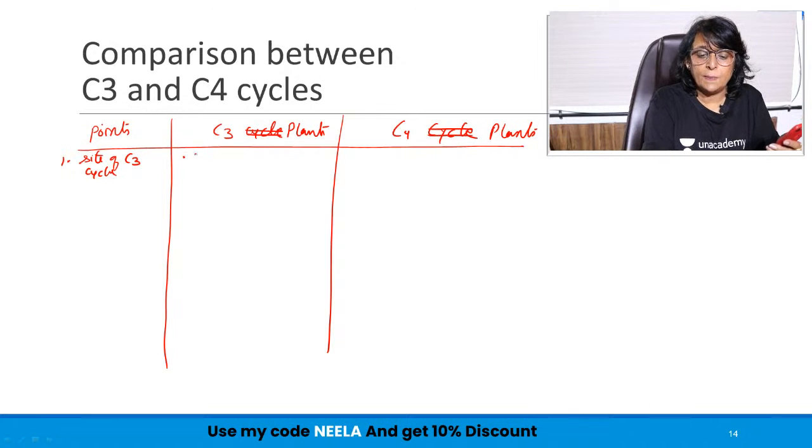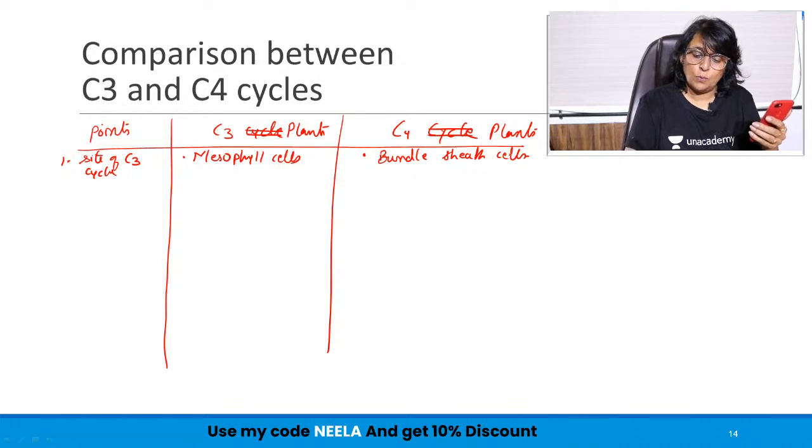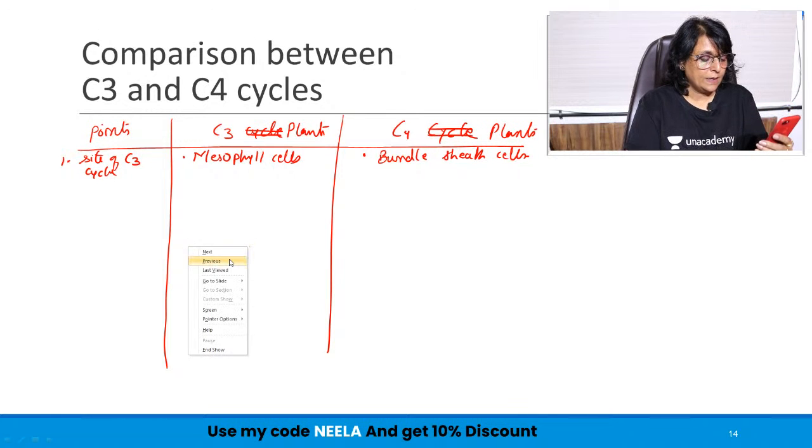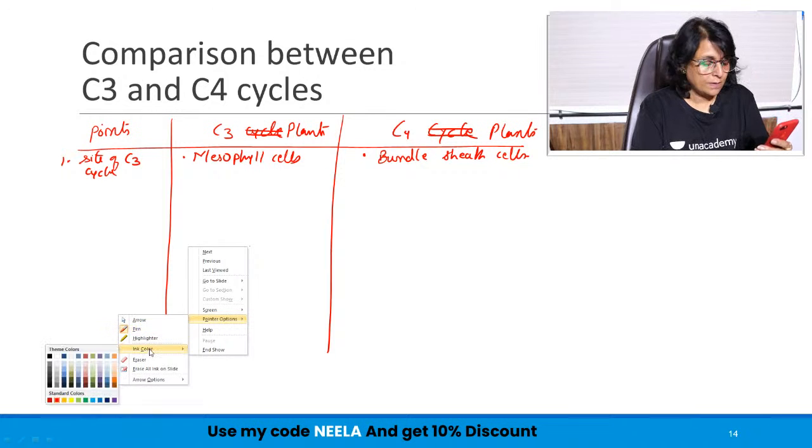In C3 plants, C3 cycle takes place in mesophyll cells. And in C4 plants, C3 cycle takes place in bundle sheath cells. This is point 1. Rahul has answered mesophyll.